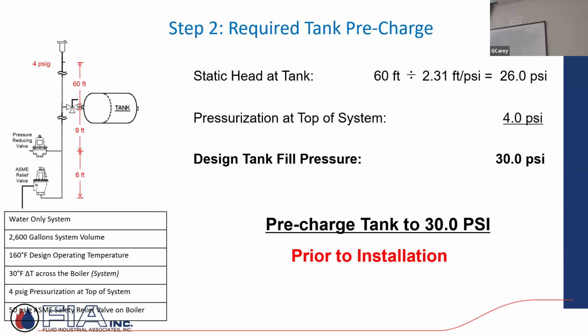And then I want to charge the tank, and I want to do that before I connect it, prior to installation. That's key. Height from the tank, 60 feet, 26. Pressurization at the top, 4. So the tank needs to be pre-charged to 30. Physically, because he's a little bit higher, he's not all the way down here. But in reality, a lot of times, like I said, they're all right beside each other, so they all become the same number.